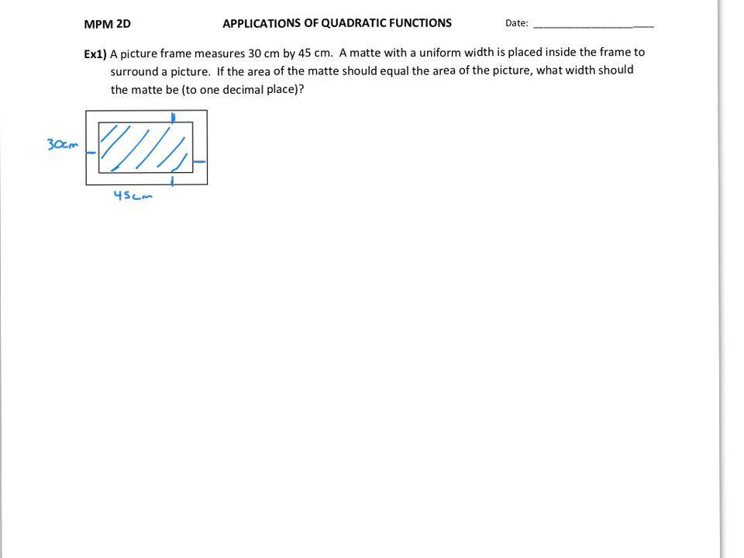So if the area of the mat has to equal the area of the picture, then if we could find the total area, so area is length times width for a rectangle, the total area would just be 30 times the 45. And if we take 30 times 45, I believe that's 1,350. So it means the area of the mat and the area of the picture would be half of that. We're cutting that into 2 equal pieces. So the area of the picture is equal to the area of the mat.